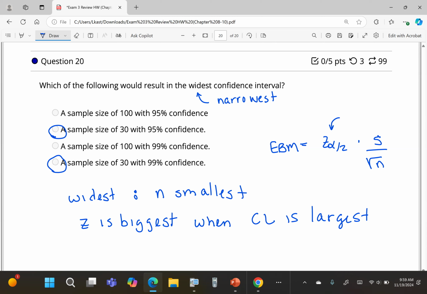So which one would it be? Would it be this one? Because that's where you've got the smallest n value and the largest confidence level. So where would it be the narrowest? The opposite. So what would that be? This one? When the confidence level is the smallest and the n is the largest, that would do it for you.